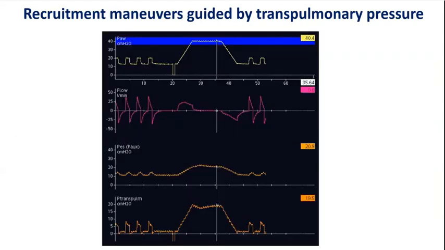How can we do this? This is on the top panel, airway pressure, flow, esophageal pressure, and transpulmonary pressure calculated as airway pressure minus esophageal pressure. So in this patient, we apply a recruitment maneuver at 40 centimeters of water for 10 seconds. And then we look at esophageal pressure and transpulmonary pressure. And in this case, transpulmonary pressure was around 20 during the maneuver.